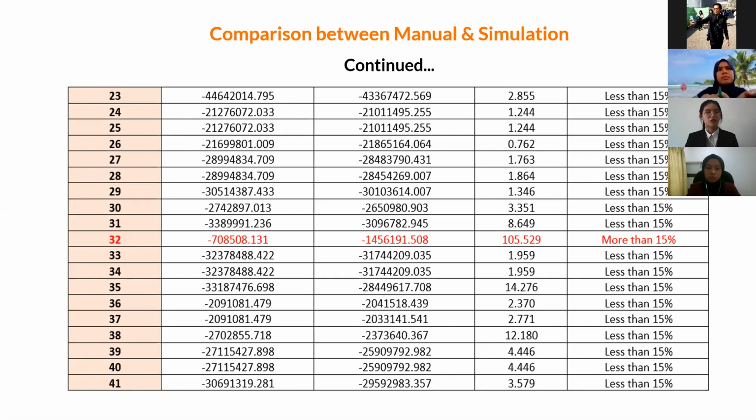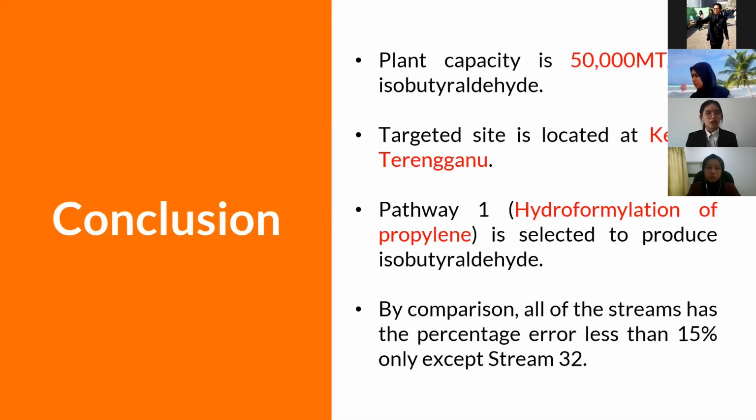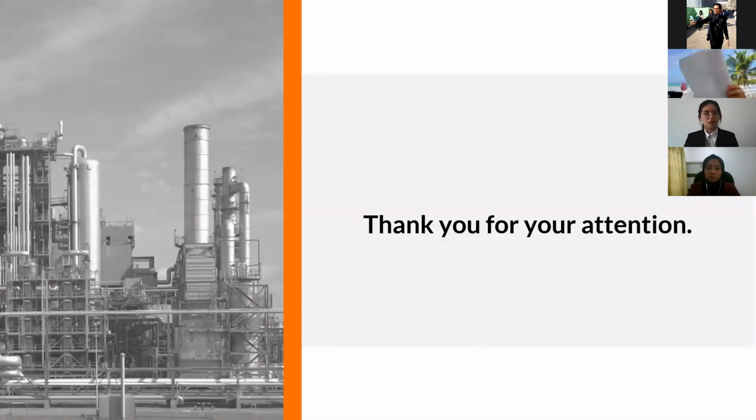In short, I would like to conclude that our plant capacity is 50,000 metric tons per annum, and the target site is located at Kuala Terengganu with the method selected, which is hydroformylation of propylene. And by comparison, all of the streams have a percentage error less than 15%, except stream 32. And here ends our presentation. Sorry for any delay due to internet connection, and thank you for your attention.